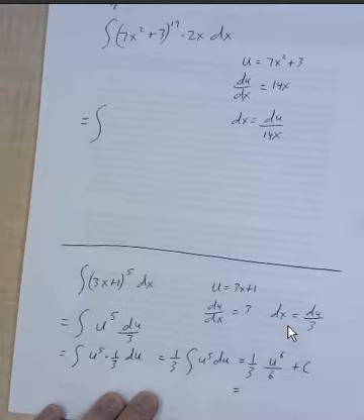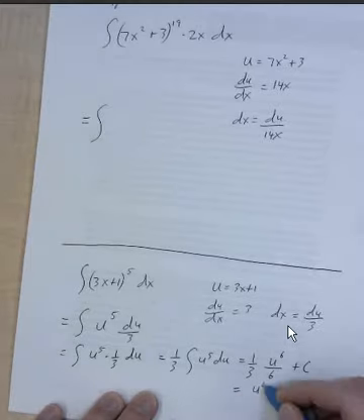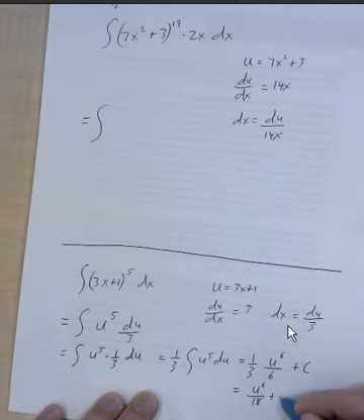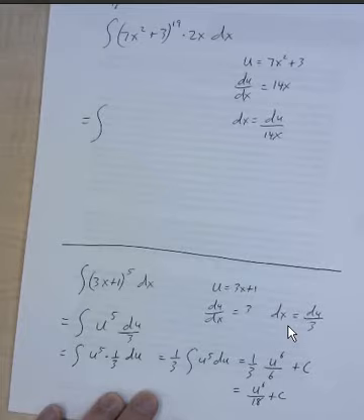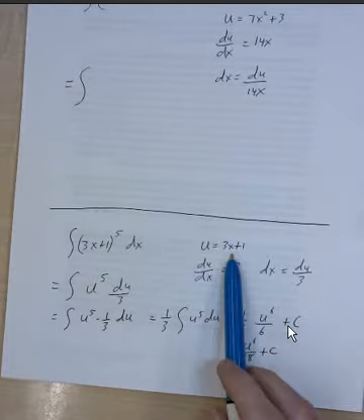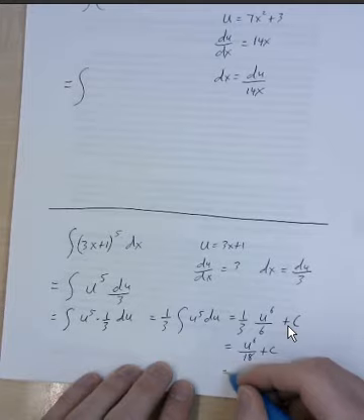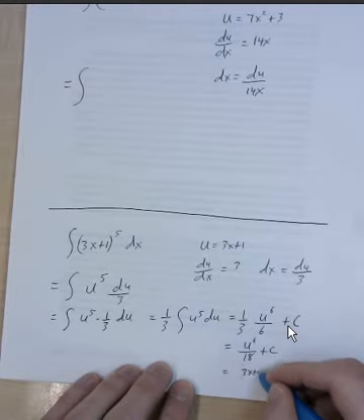So 1/3 of u to the 6th over 6 is going to be u to the 6th over 18 plus c. But u, of course, is 3x plus 1. So we just back substitute at the end and we're done. 3x plus 1 to the 6th over 18 plus c.